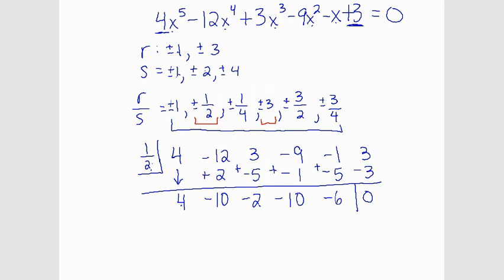Now here's the ultimate key of why I like to try this, is because now we've reduced the polynomial. We started with degree 5, and now we have a degree 4 polynomial as a result.